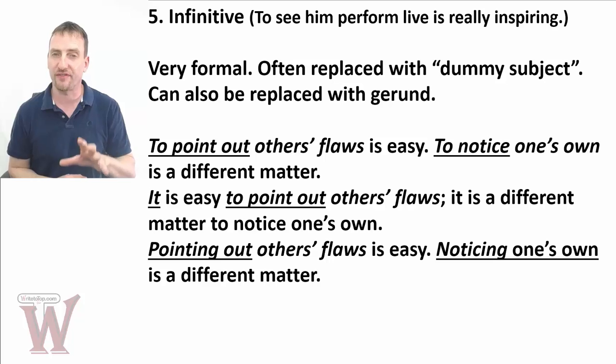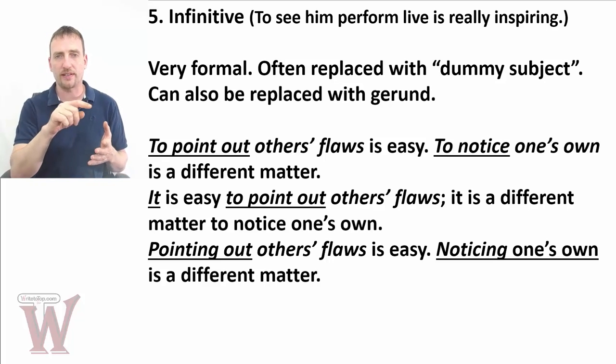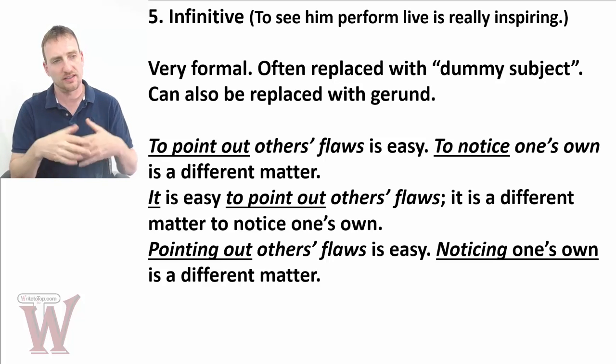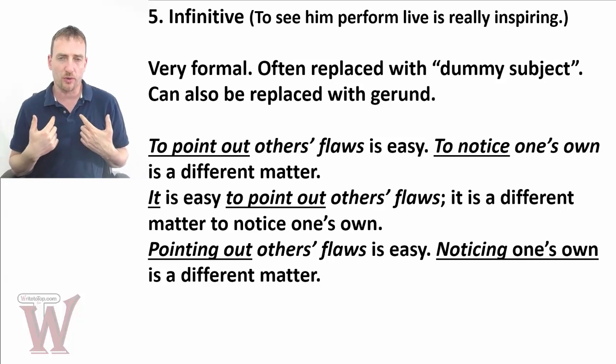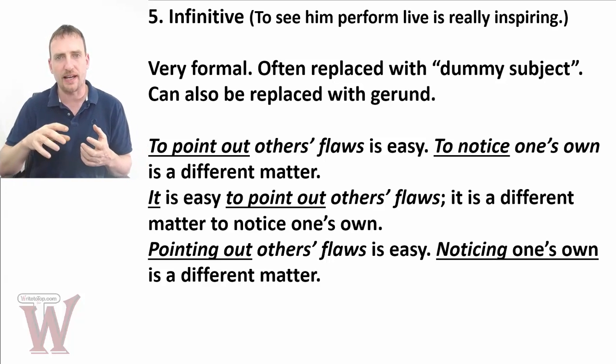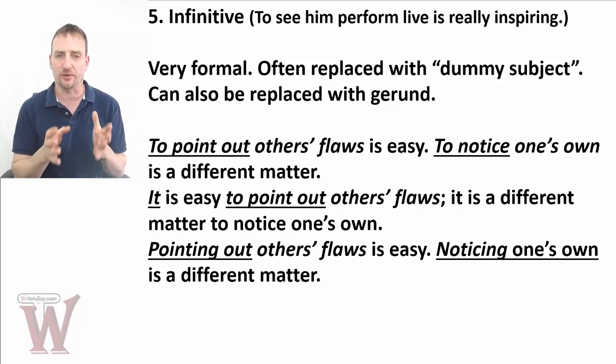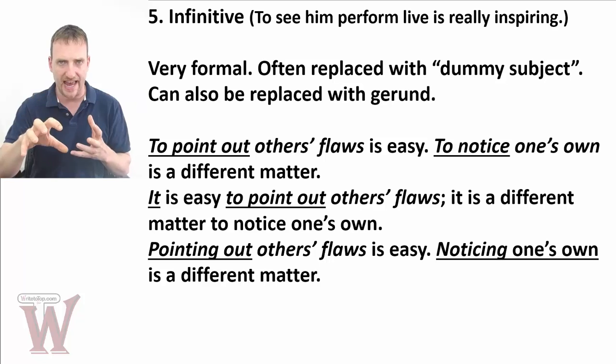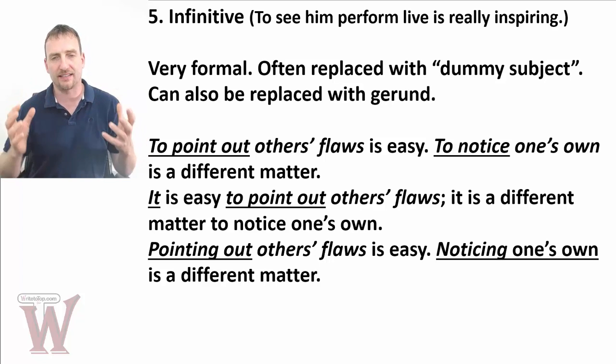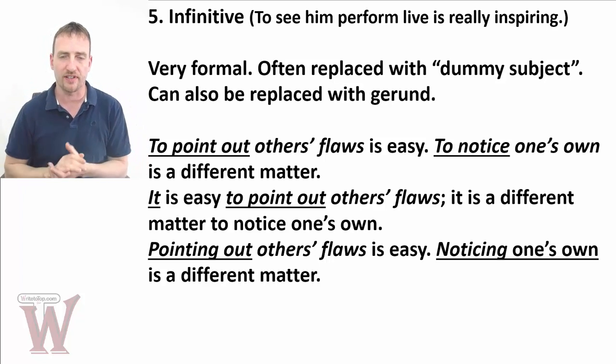You can also change an infinitive subject into a gerund. So look at the examples. To point out others' flaws is easy. To notice one's own is a different matter. So to point out, to let somebody know his or her flaws, that's easy. But to notice my own, to do this action, to point out, to notice. If I say pointing out others' flaws, so this is the activity. So to point out, to do it, the action. Pointing out, the activity or the situation of this action, as it were.